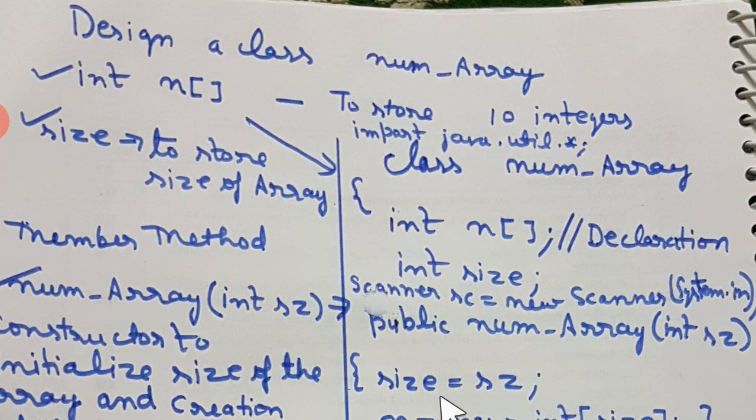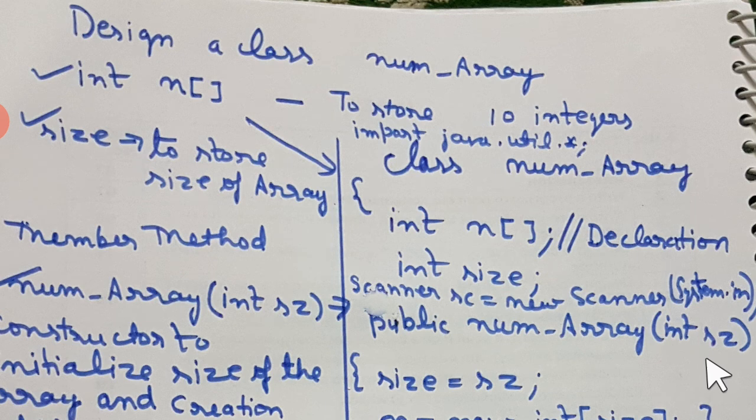Please be careful while writing this, because many students make a mistake. They write sz on the left hand side and the data member on the right hand side, and that is wrong. Size is the data member, and here I have to assign the value. Which value? sz. What is sz? It's a parameter which is coming from here.